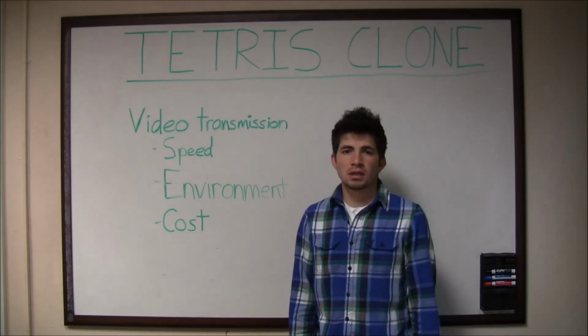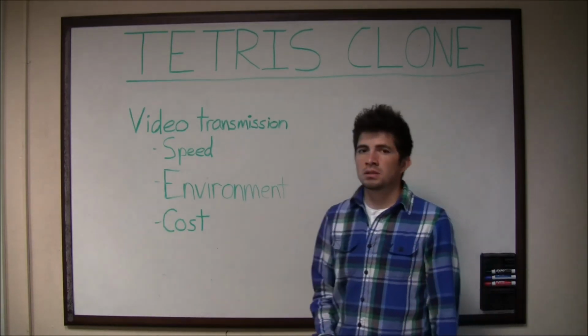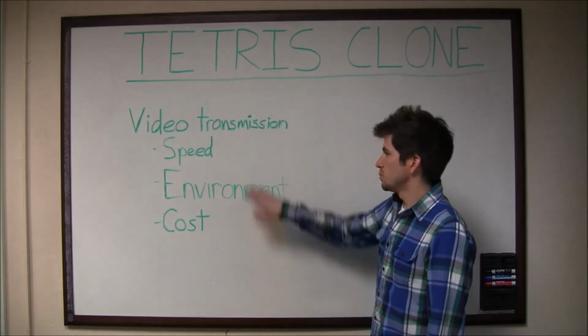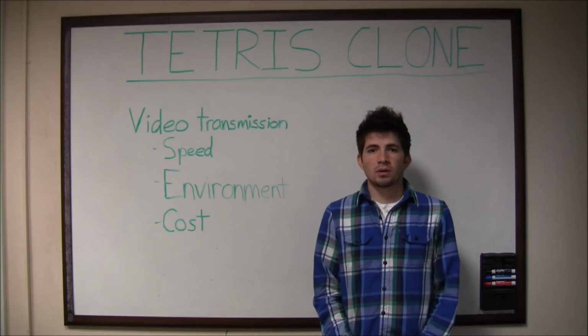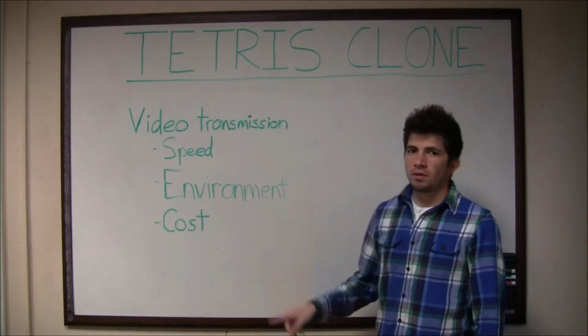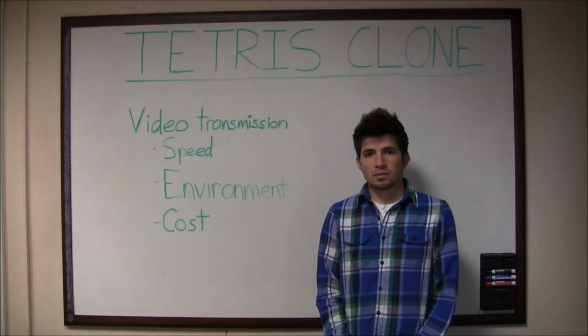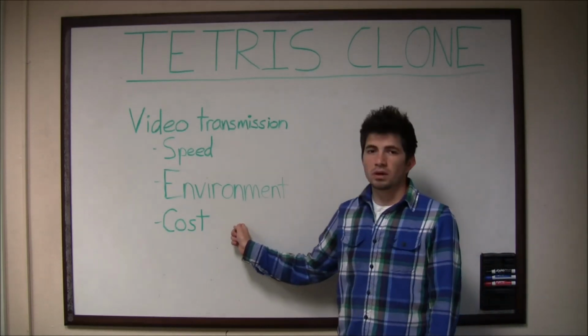Our second unique design concern is our video transmission. Because we plan to use wireless, our concern is the speed. Wireless transmission tends to be slower than wired ones. We are also concerned about the environment. The environment might obstruct the signal. In general, the cost of wireless transmission is more expensive than wired ones.